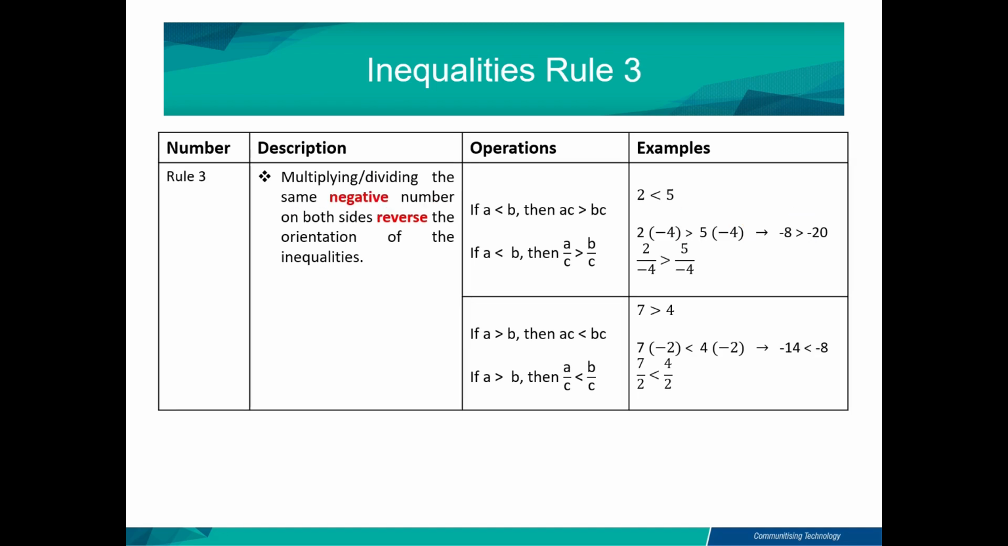However, when we multiply or divide by a negative number, it will reverse the orientation of the inequality. Let's say 2 is less than 5, but when we multiply by minus 4 on both sides, the less than sign will change into a more than sign. So we get 2 times minus 4 is minus 8, and 5 times minus 4 is minus 20. Minus 8 is more than minus 20, so this one is correct.